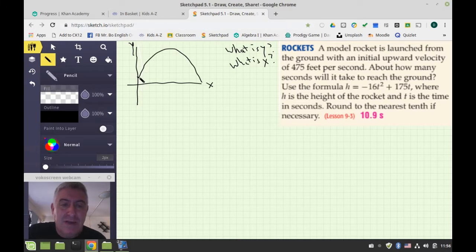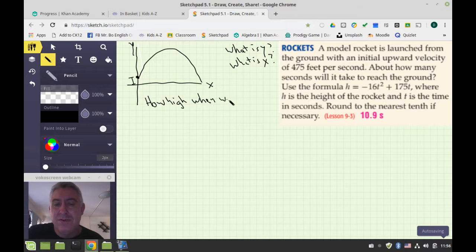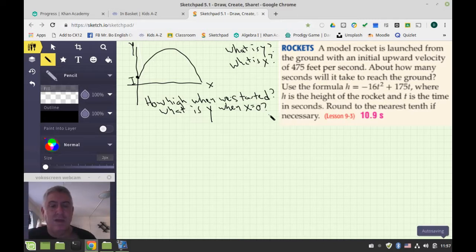The first point that they'll ask about is this point right here, which is the start point, our initial point. We'll ask a question like, how high was it when we started? And really what that means is, what is y when x equals 0? Okay? So that's question number 1.